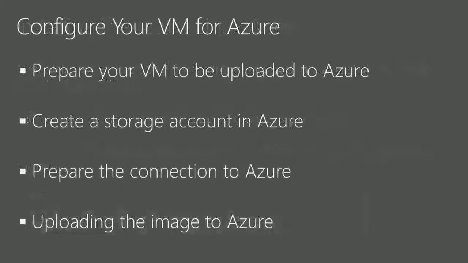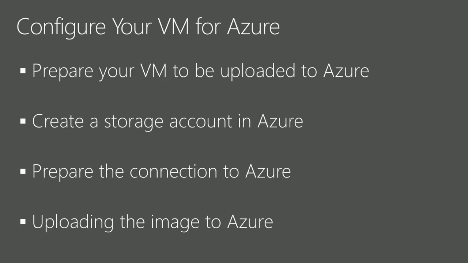So, to quickly summarize, there are 3 steps to get your custom image up and running. One, you need to virtualize your OS. Second, you need to install this agent. And third, you need to configure your VM for Azure. So we're at the third step now. How do we configure your VM for Azure?